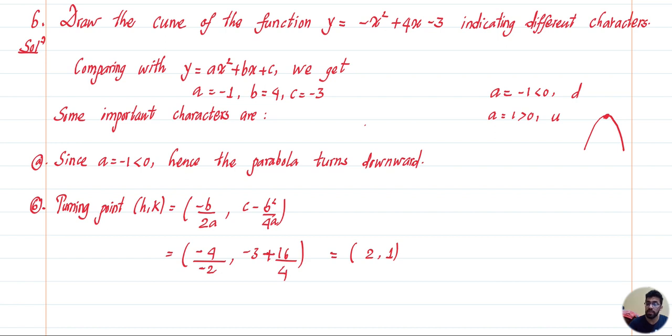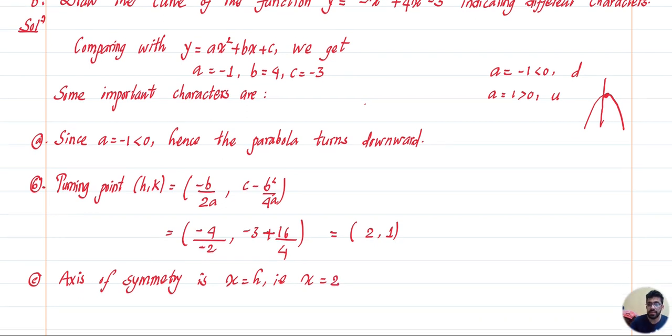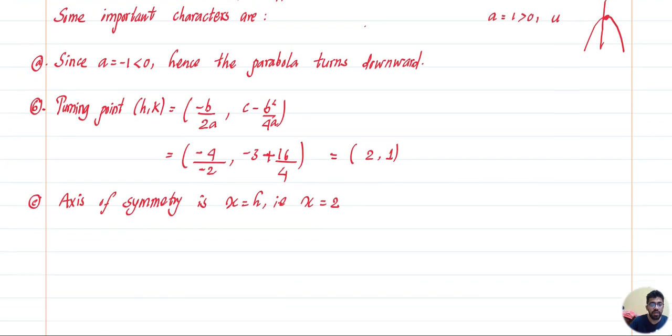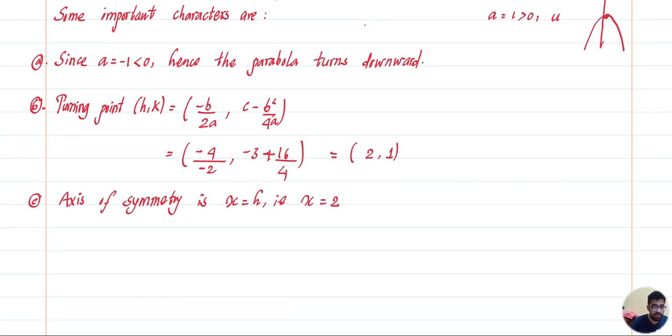After finding the turning point, we can easily find the axis of symmetry that cuts the given parabola into the two symmetrical halves. The axis of symmetry is x is equal to h, that is x is equal to 2, and x equal to 2 is the axis of symmetry that cuts our parabola into the two symmetrical halves.